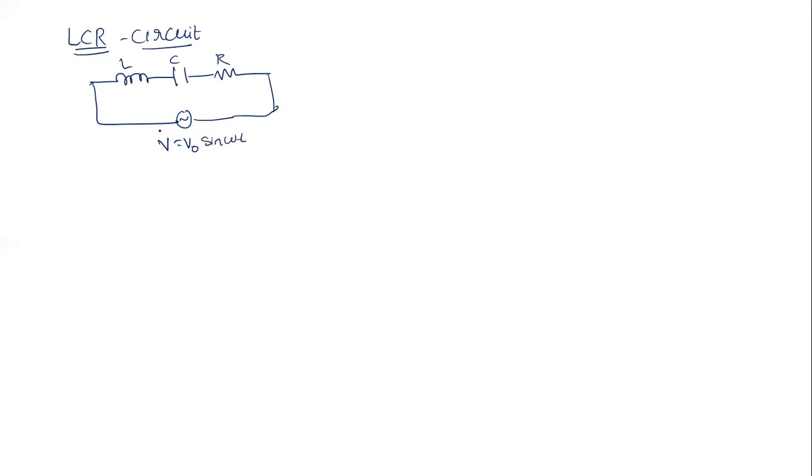LCR circuit. LCR circuit means we take an inductor, a capacitor, and a resistor. We connect it to an alternating source. Let's say this voltage V equals V naught sine omega t.